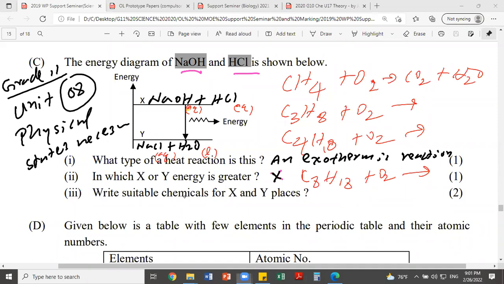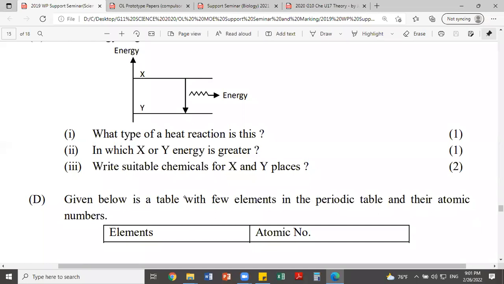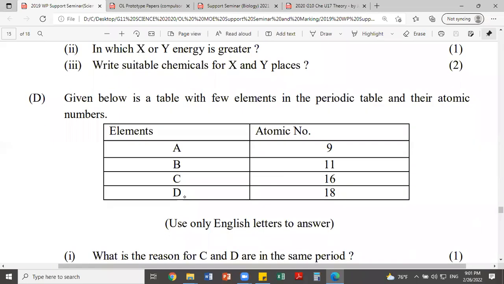This lesson is important. It was introduced to the new syllabus in 2016. Therefore, there are questions in the new syllabus paper. Right, part D.